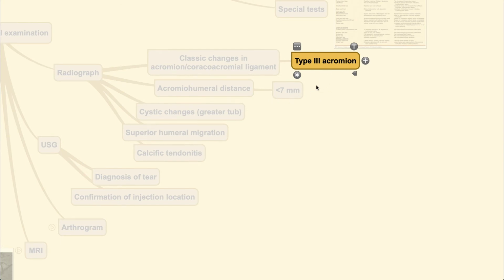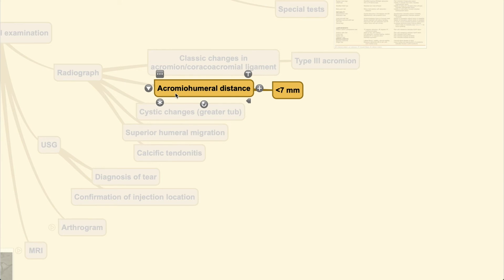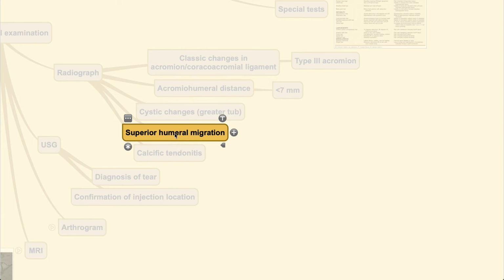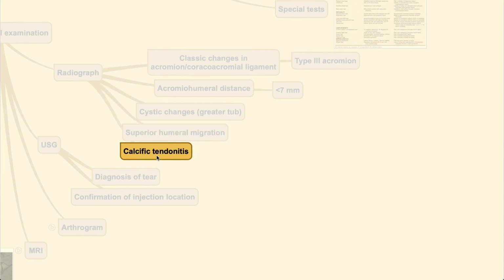If you haven't got a clue of what type 3 acromion is, you should watch my previous video regarding the subacromial impingement. Next, the acromiohumeral distance must be measured, and there could be any appreciated cystic changes over at the greater tuberosity, followed by superior humeral migration due to the dysfunction of the supraspinatus tendon in maintaining the proper relationship between humerus and the glenoid. There could also be degenerative changes such as calcific tendinitis.